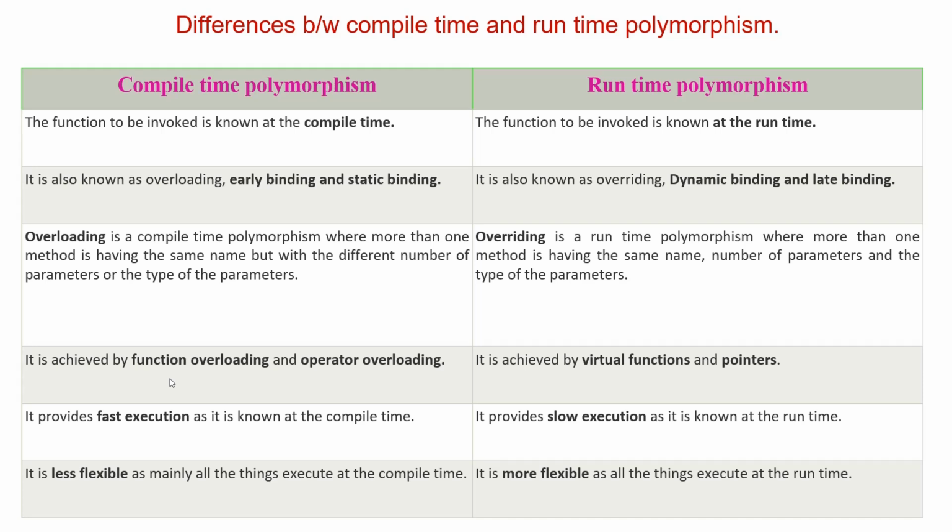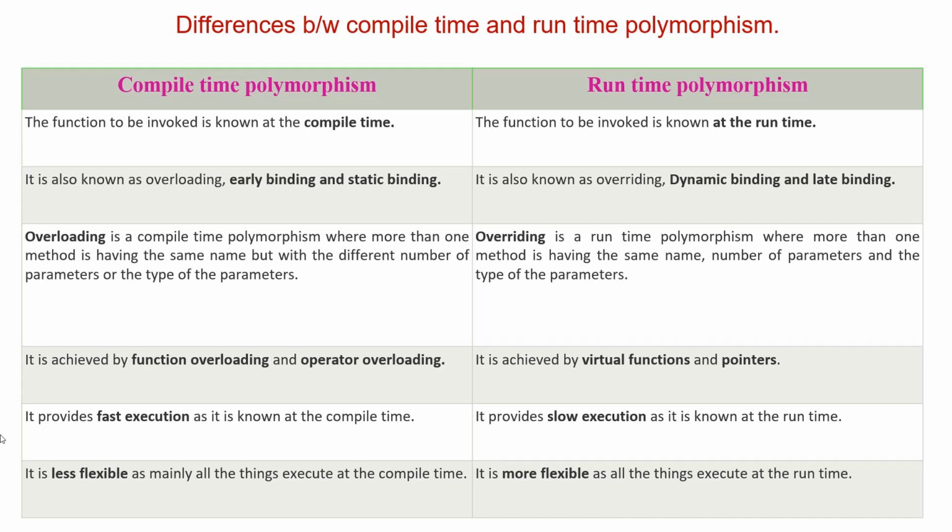Now, fifth point of compile time polymorphism: it provides fast execution as it is known at compile time. Fifth point of runtime polymorphism: it provides slow execution as it is known at runtime.